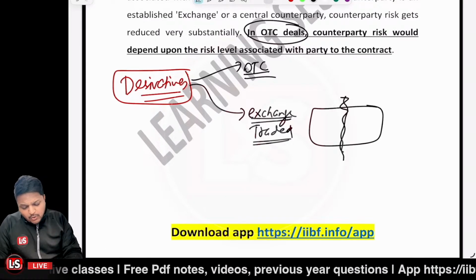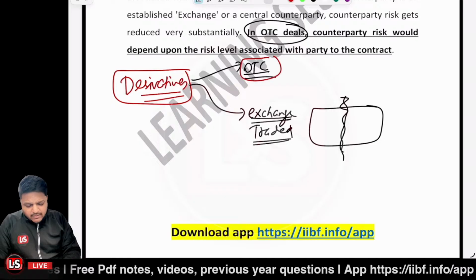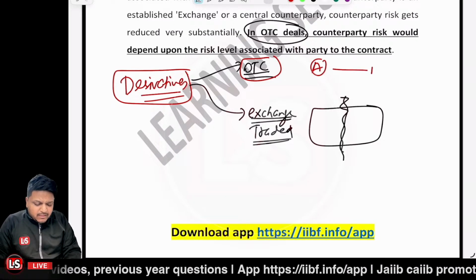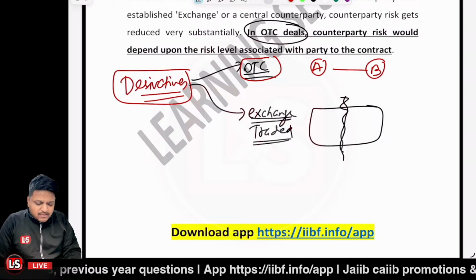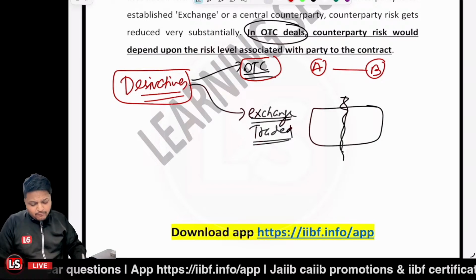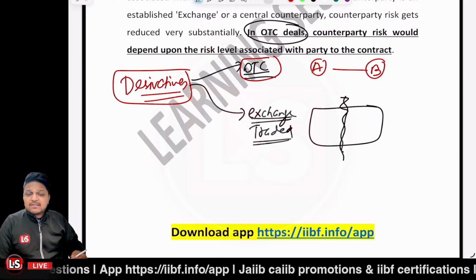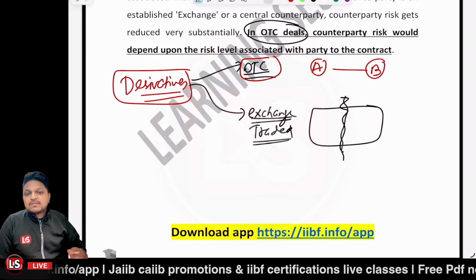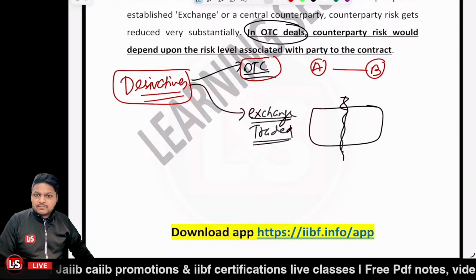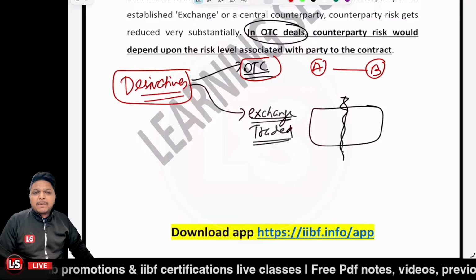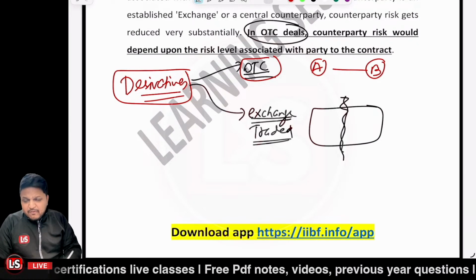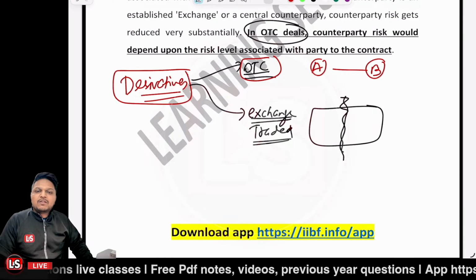But in case of over the counter deals, there are two parties because it's a bilateral contract. Let's say A is making a contract with B. For B, there is a risk that A may fail in fulfilling their obligation, and for A, the case is that B may fail in fulfilling the promise. So that risk is available in case of OTC. What type of risk? Counterparty risk is available in that scenario.